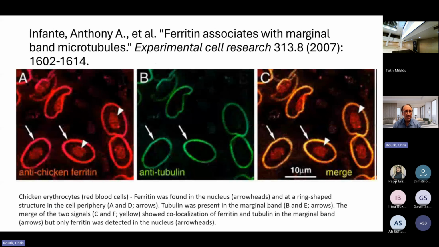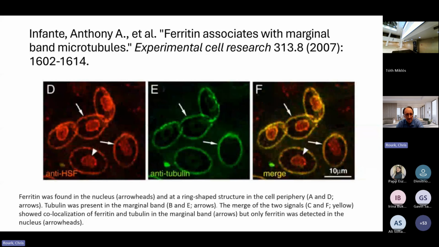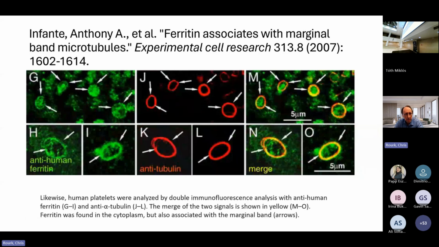This is a second in vivo test by a different group, which used the same type of fluorescent markers to look at chicken erythrocytes and human platelets. Here's the indication of correlation between ferritin and tubulin in the erythrocytes. They added horse spleen ferritin, which is a very common type of ferritin to use, and duplicated those results. And here's the human platelet data. So now we have two in vivo, one in vitro.